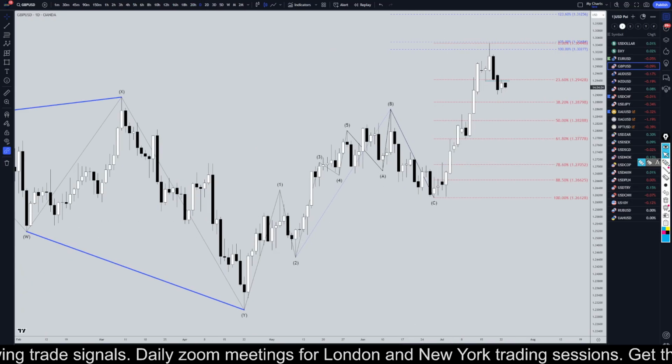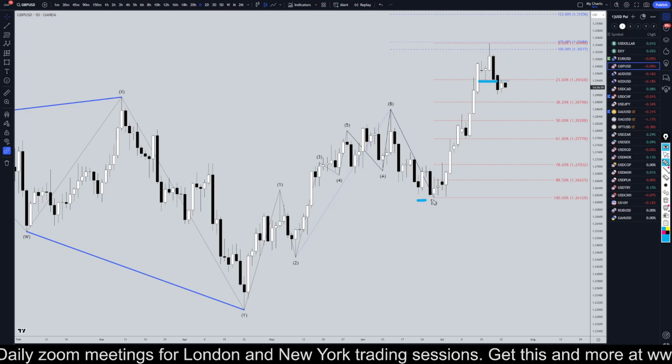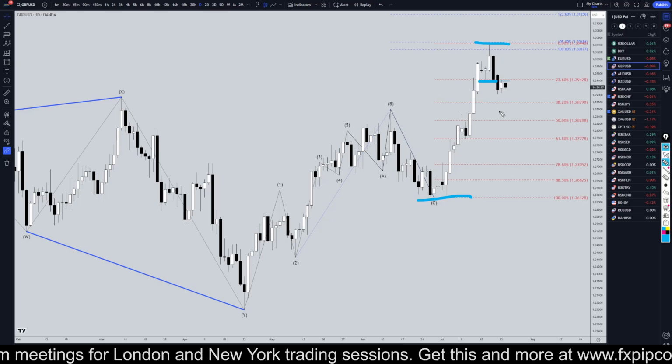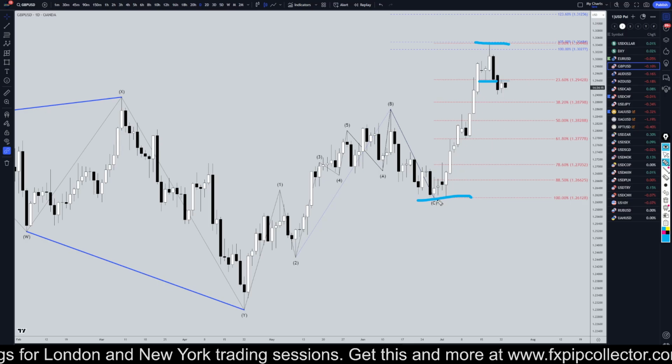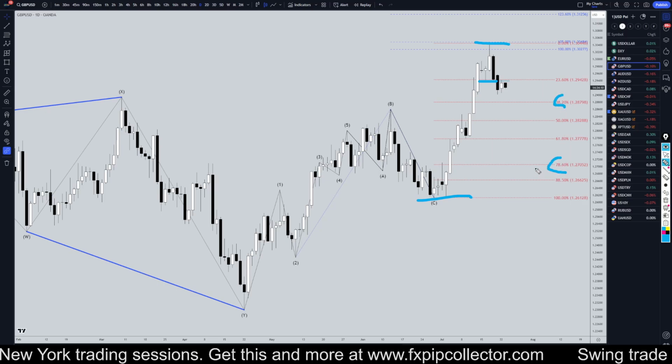On the daily time frame, we did just recently have a break of structure to the downside. That may signify that this whole move from here to here is over. If that whole move from there to there is over, then we may see a correction someplace between the 38 and the 78% Fibonacci retracement.